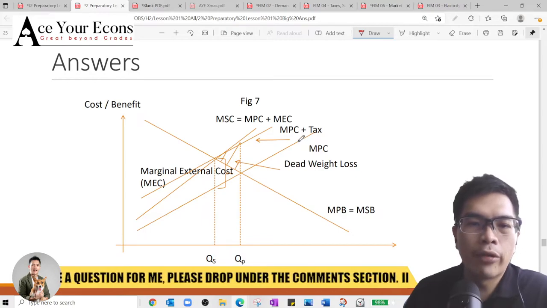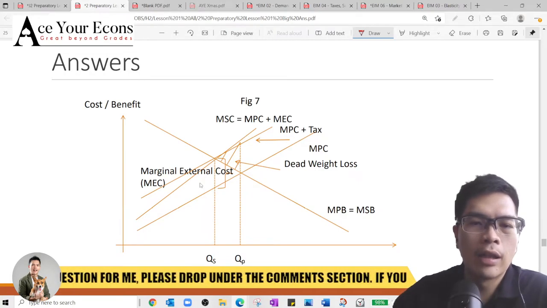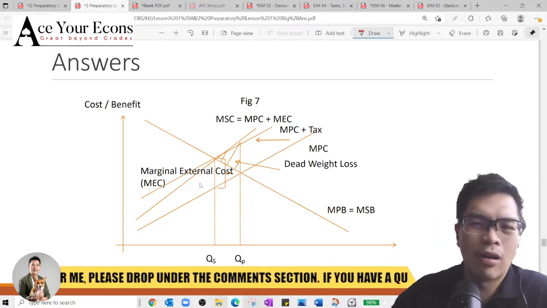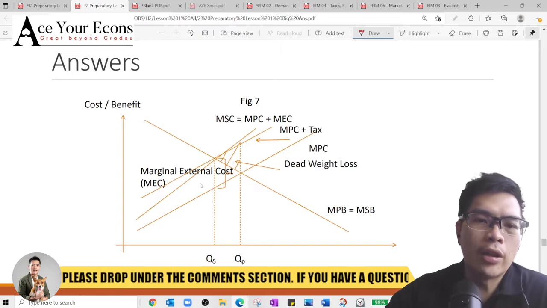So this is the diagram, the framework. You can actually strike this. You can use plus tax, or stick to the question, you can use minus subsidy.